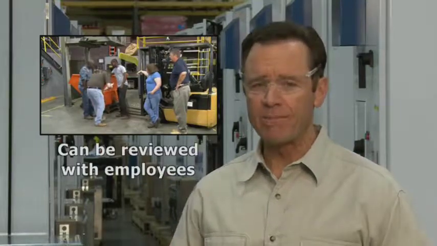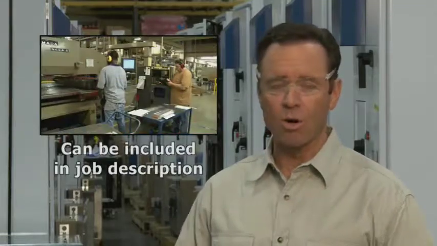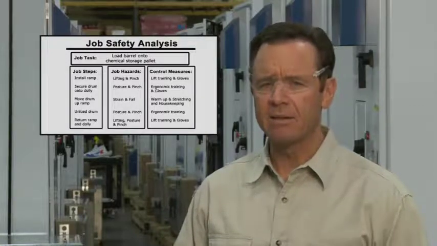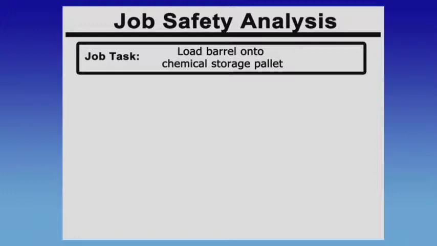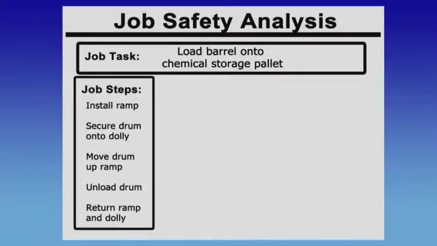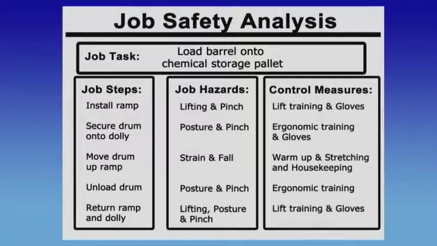A successful job safety analysis will produce a document that is easy to understand, can be reviewed with employees during orientation or safety meetings, and can be included in a worker's job description. A finished JSA will typically contain the following important information: a description of the job task to be performed, a listing of the basic steps required to complete the job, a listing of the potential hazards which may be encountered during each step, and a list of measures to be taken during each step to control those hazards.